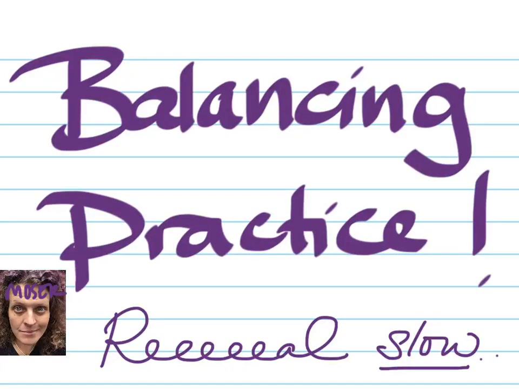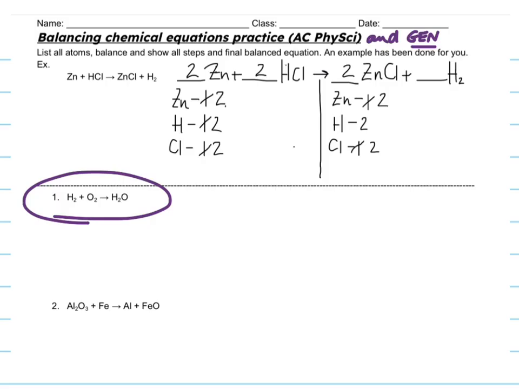Okay, this is for physical science. This is balancing practice done real slow with Moser. So this is literally going through practice problems from the Balancing Chemical Equations practice sheet. The AC Physical Science and General Physical Science had the same sheet on the first 3 pages, so we're just going to go ahead and use this version.